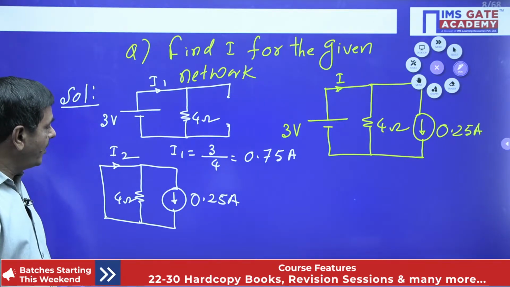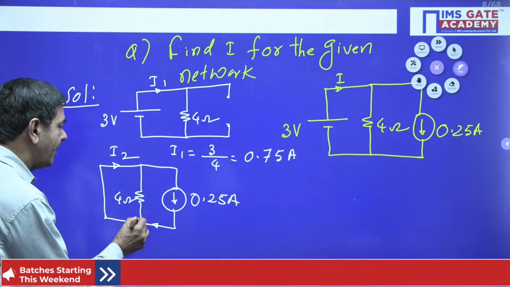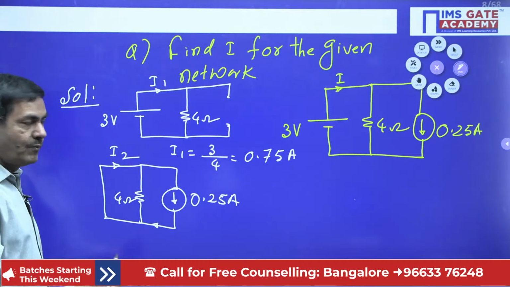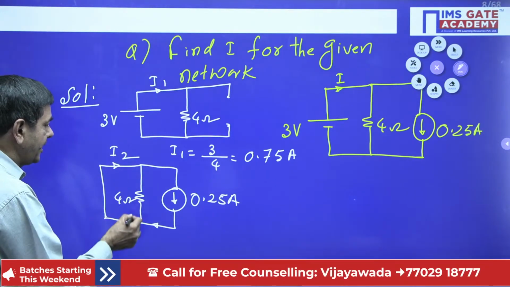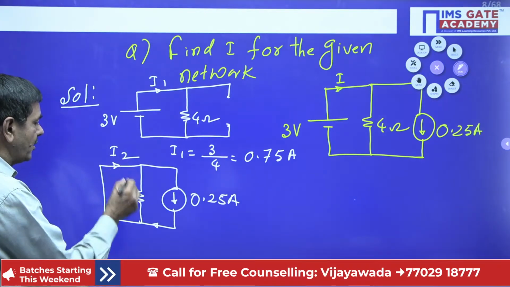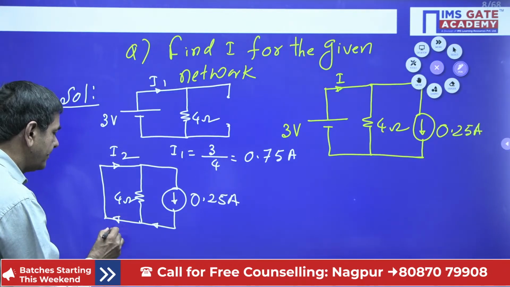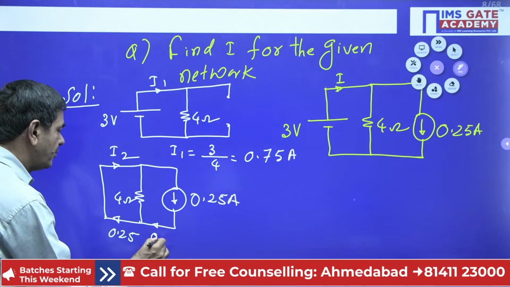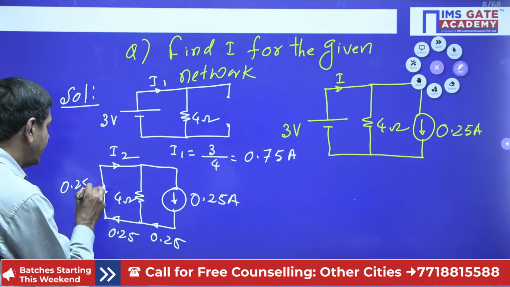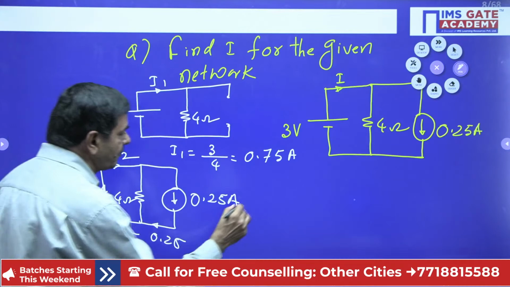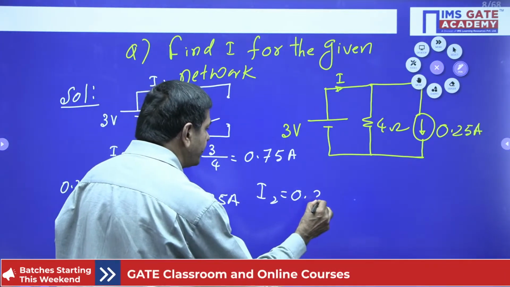But in this case, how can I get I2, sir? Yes, 0.25 amperes will go this side. It will not divert across the 4 ohms. Why, sir? This side we got a short circuit. At that time, what happened? There is no resistance also. Directly, the current is shorted, the same 0.25 will go this side. Finally, I2 equals 0.25 amperes only.